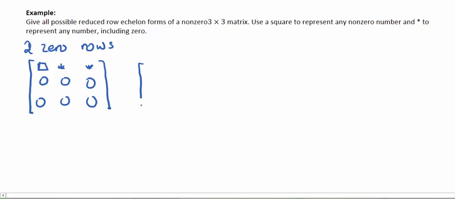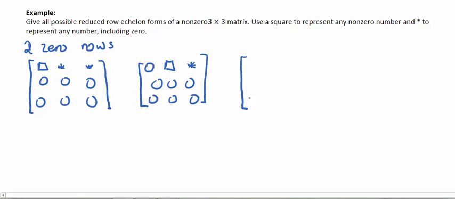Another possibility would be to have the bottom 2 rows of zeros, and then we could have the pivot in the second column. That means the first entry is a 0, and the third entry can be anything. The third and final possibility, when we have 2 rows of zeros, would be to put the pivot in the third column, in which case everything before it should be a 0.